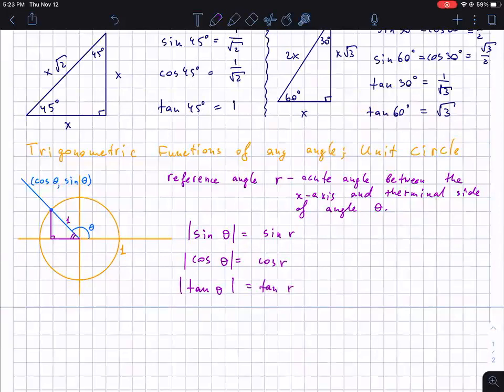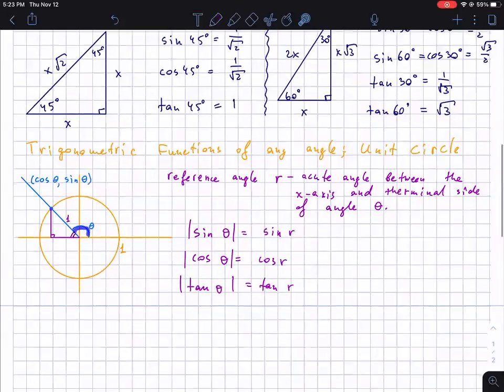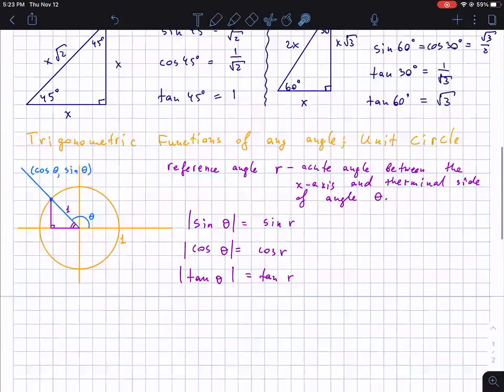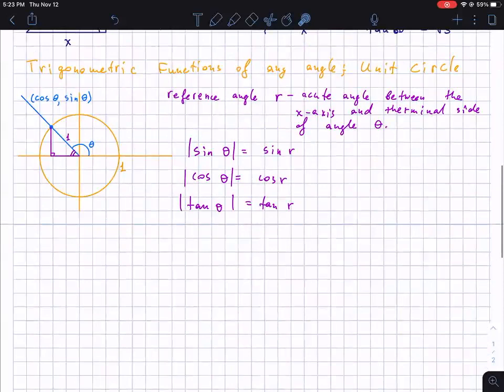Okay, so sine, cosine, tangent of angle theta are the same in magnitude as the sine of the reference angle, cosine of reference angle, and tangent of reference angle. With the only exception that depending on where the reference angle is located, the sine, cosine, and tangent are going to be positive or negative. For example, let's do an example.